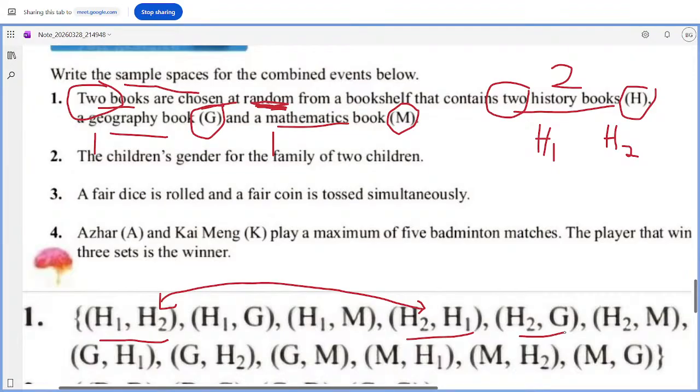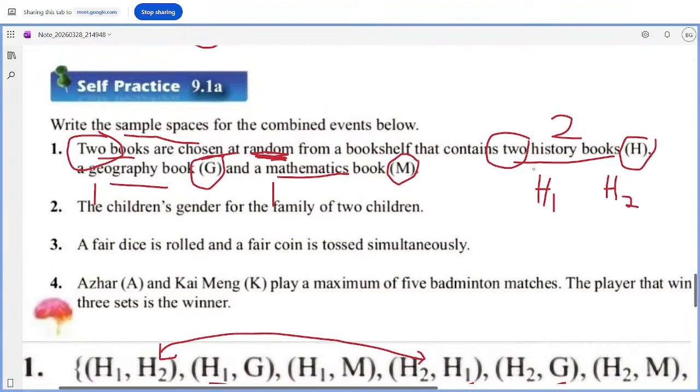Okay, and then H2G, H2M, and then GH1. You can see you must switch the order, guys. Always you need to switch the order. That's why it's basically times 2. At the end, you have 6 on top here, and then you times 2 after you switch all the orders. Do you understand, guys? Question 1. Clear? So just remember, be careful. When they say 2 history books, you need to split it to H1, H2.